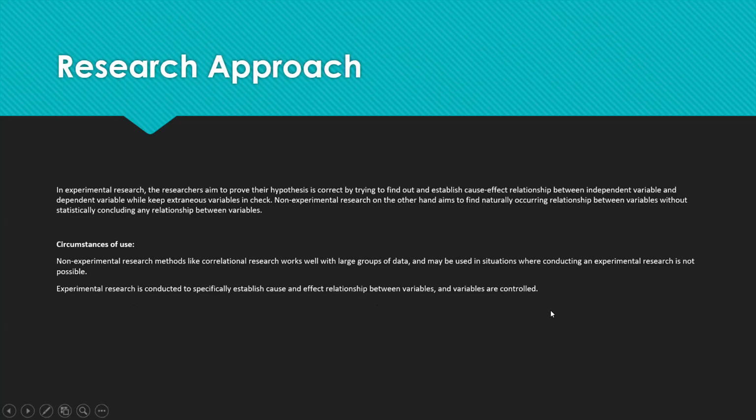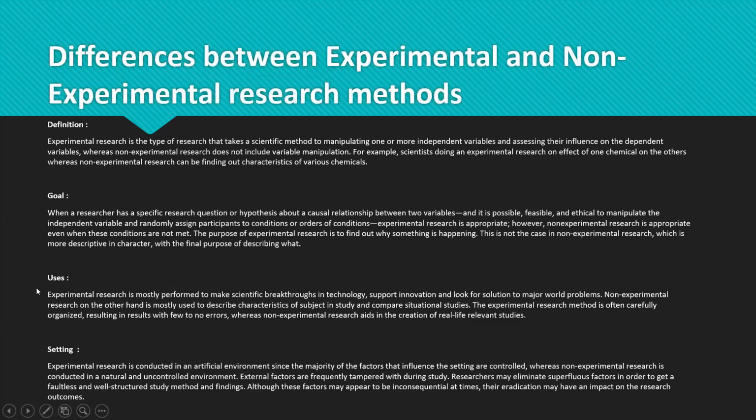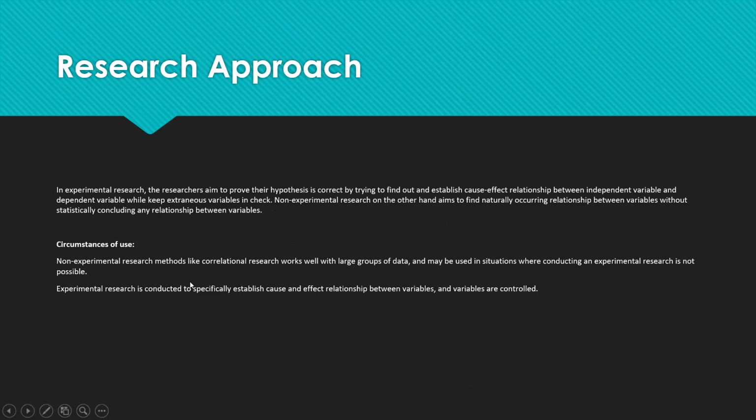And the variables control. Well, that's all. That's what we said about the approach differences. And now we're done with the circumstances of use. Non-experimental: large groups of data, experimental research not feasible, use non-experimental research. If you want to establish a cause and effect relationship, if you see an independent variable, control groups, and a dependent variable, the only appropriate choice is experimental research.